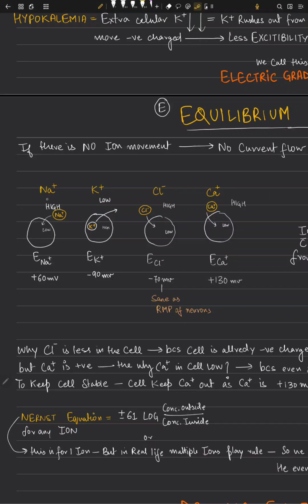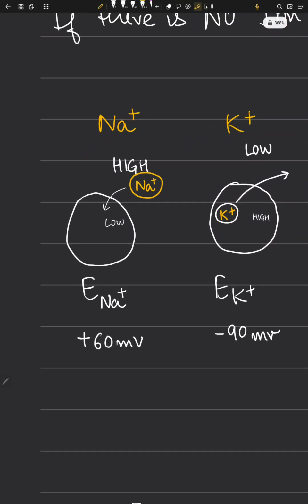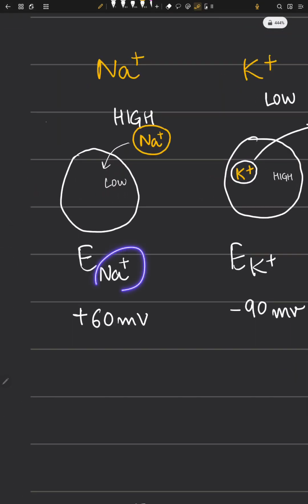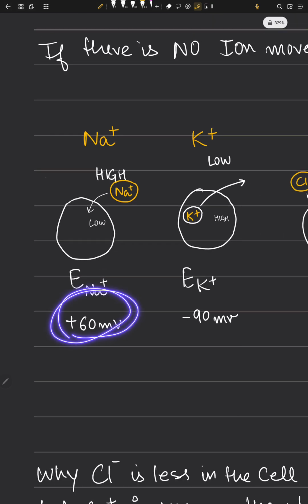Let's talk about other ions. So there is chloride, calcium, sodium, potassium. Now, imagine the concentration of sodium is high outside. What will happen? It will jump inside, because cells are not high in sodium. So the equilibrium potential of sodium, ENa, is plus 60, because it's going in, and it's positive. So we denote it as plus 60 millivolt.